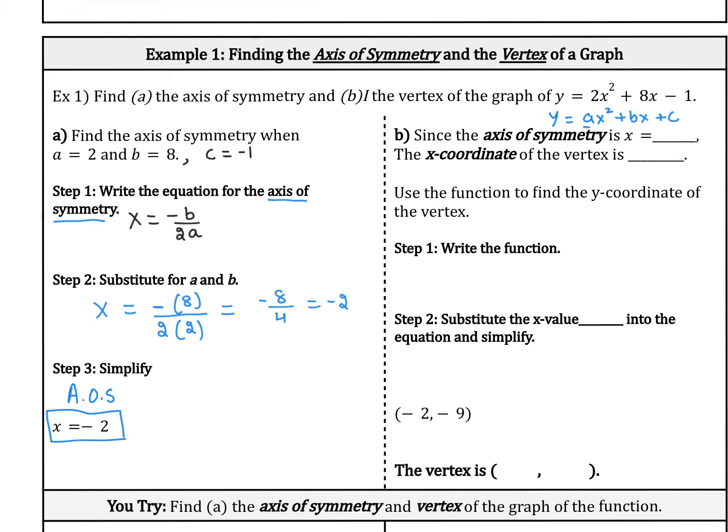For letter B, you're going to answer this question. Since the axis of symmetry is negative 2, and we just found it here, the x-coordinate of the vertex is negative 2. Use the function to find the y-coordinate of the vertex. So what is the function here? The function is y equals 2x squared plus 8x minus 1. You're going to substitute the x value as negative 2 into the function to find the y, or simplify it.